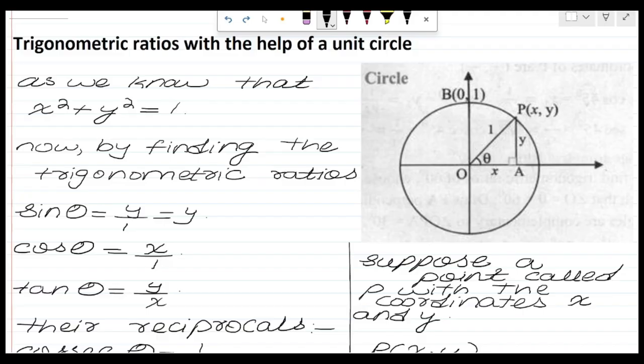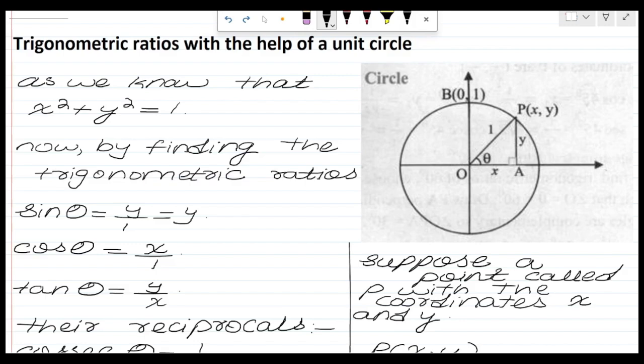We know that sine theta is equal to perpendicular over hypotenuse. So we can write y over 1, just like I have written here. So y over 1 can also be written as y only. After that, we need to find cos theta. So cos theta is equal to the base over the hypotenuse. So that means it is only equal to x. Then tan theta is the perpendicular, which is y, divided by the base, which is x, y over x.